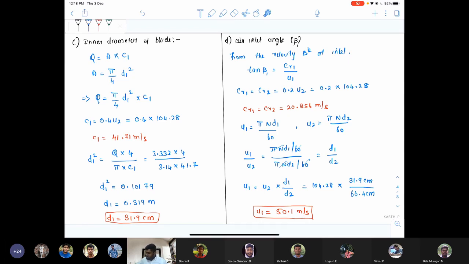Now you have found out the value of CR1 and the value of U1, and if you substitute these values in this equation, you can find the value of beta 1.